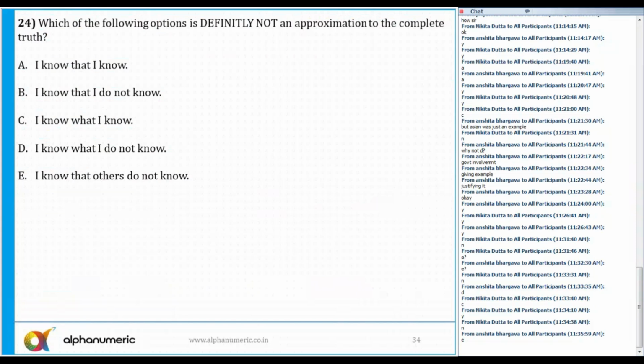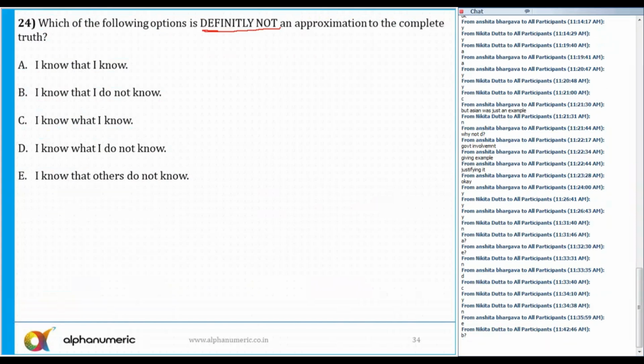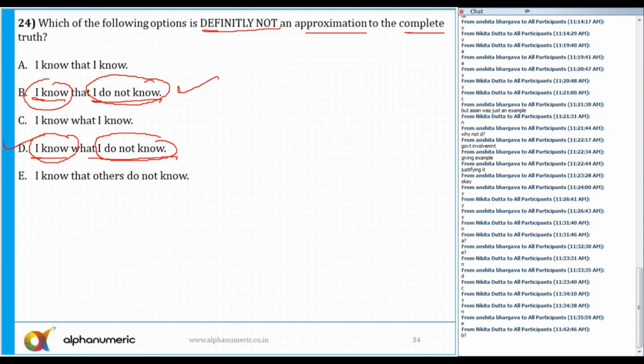Which of the following options is definitely not an approximation to the complete truth? What is not an approximation? Number B, I know that I do not know. So you know that there are certain things which you don't know. That is fine, this is part of your knowledge. But number D, I know what I do not know. How can you know those things which you do not know? Answer is D. Number B is an approximation to the complete truth.